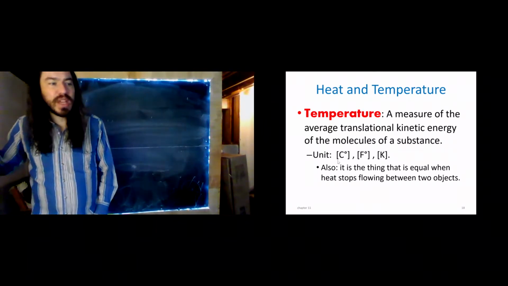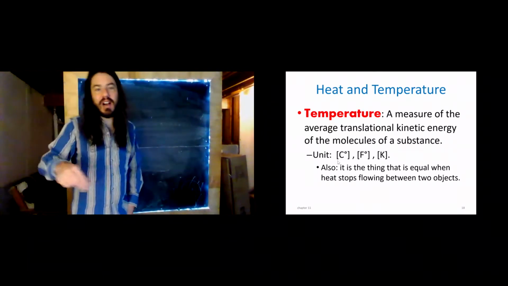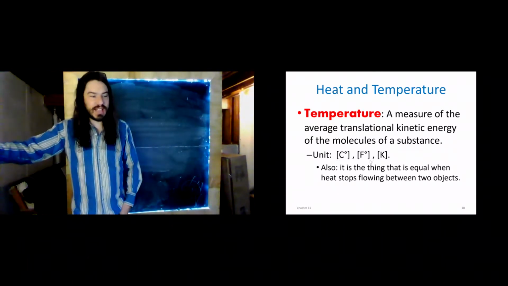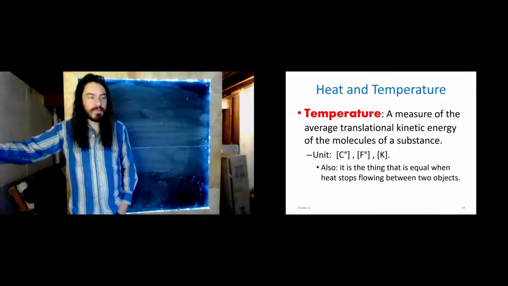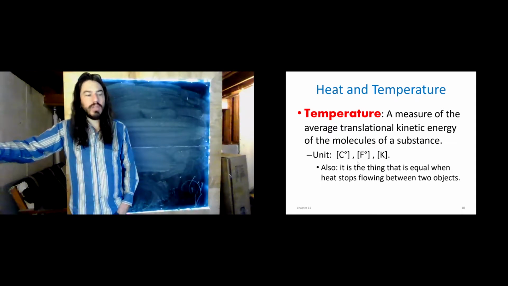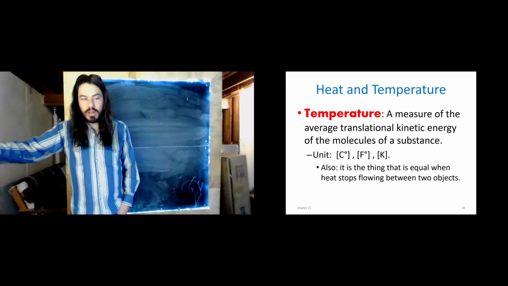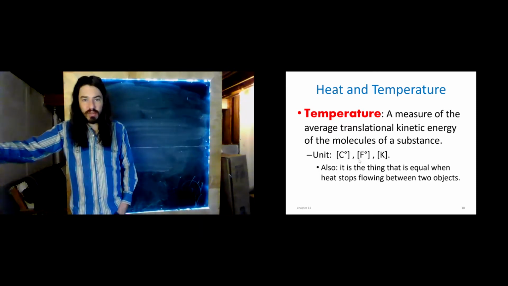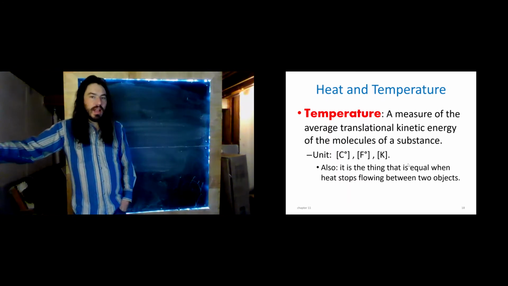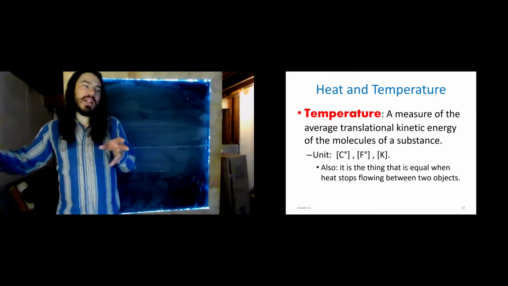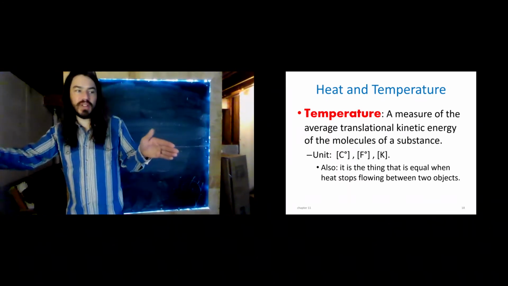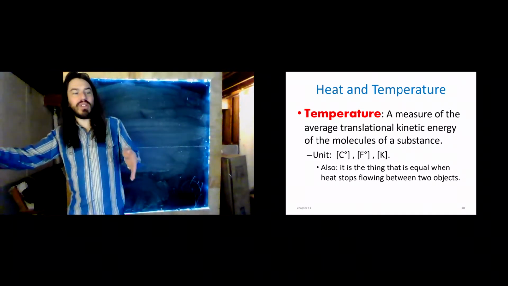What are our units? Well, Celsius, Fahrenheit, and Kelvin. Kelvin is our official SI unit of temperature. We will often use Celsius. Fahrenheit, that's what we're stuck with here in the United States. We will stay away from measurements in Fahrenheit. You know, it's interesting, though, to think about this, right? Let's look at this definition of temperature. It's a measure of the average translational kinetic energy of the molecules of a substance.